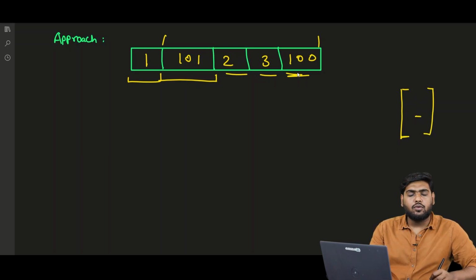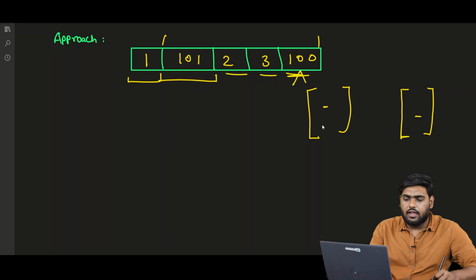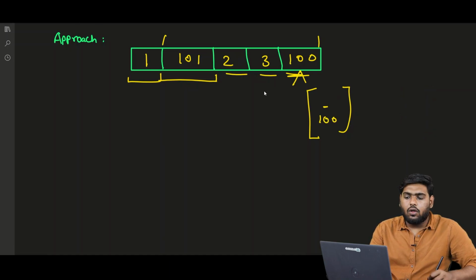Fine. Now I come to 100. 100 has two choices to make. Either it can include itself, or it does not include itself, right? So once we are at 100, firstly it is not including itself, and then it is including itself. Now let me come to 3.